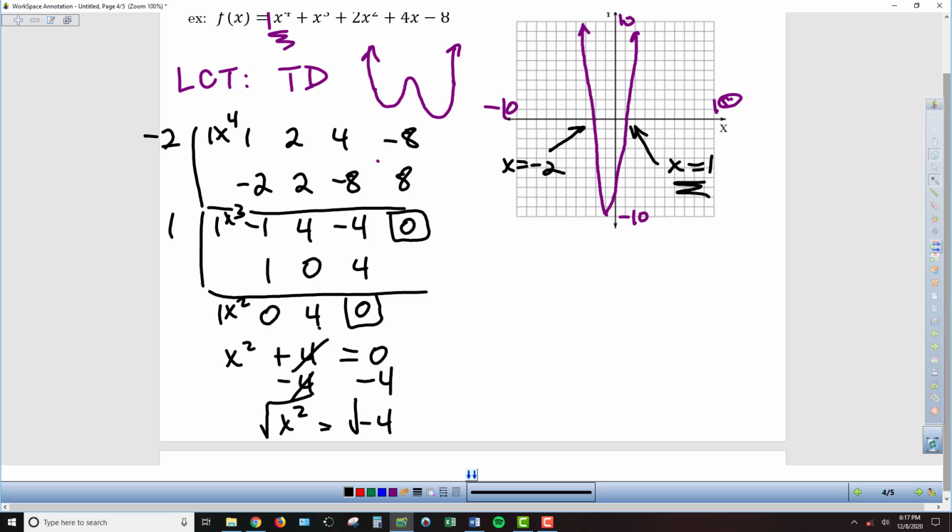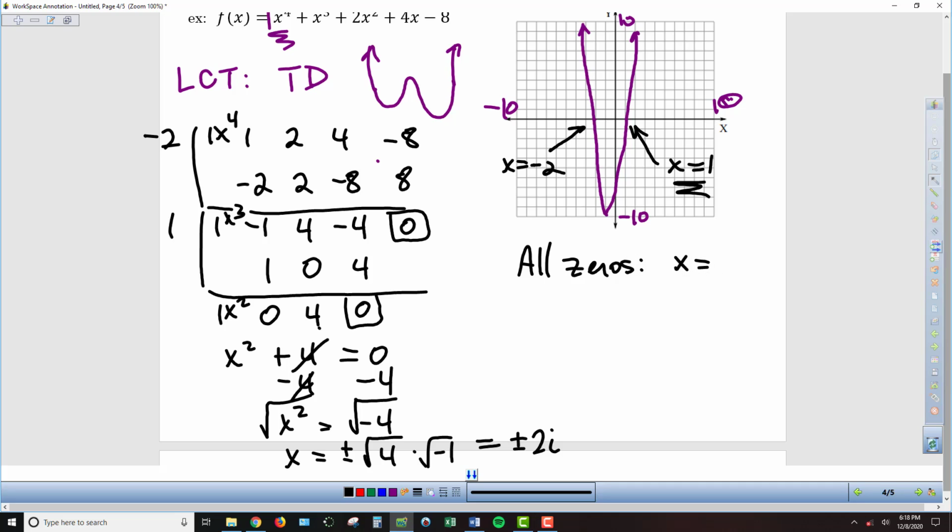I'm going to take the square root of both sides. And so that leaves me with x equals, of course I need the plus or minus, and then I'm going to separate the root 4 and the root -1 as we have before. Root -1 gets replaced with i, root 4 is 2, so we get plus or minus 2i are the remaining 2 zeros.